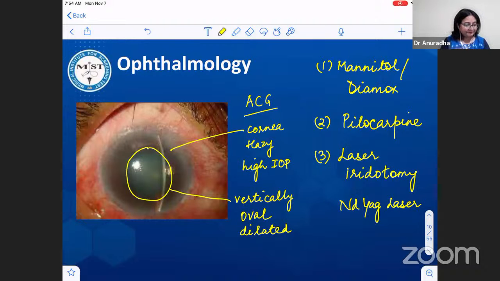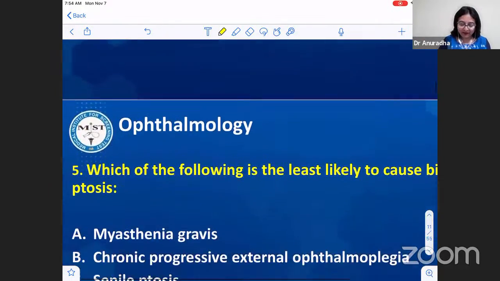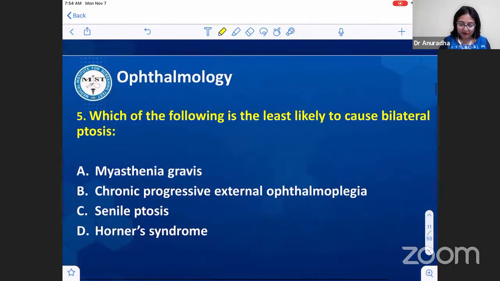Okay, friends? Fine. So moving on to the next question, dear friends. Acute angle closure glaucoma, signs, management, very important. Let's move on to the next question.